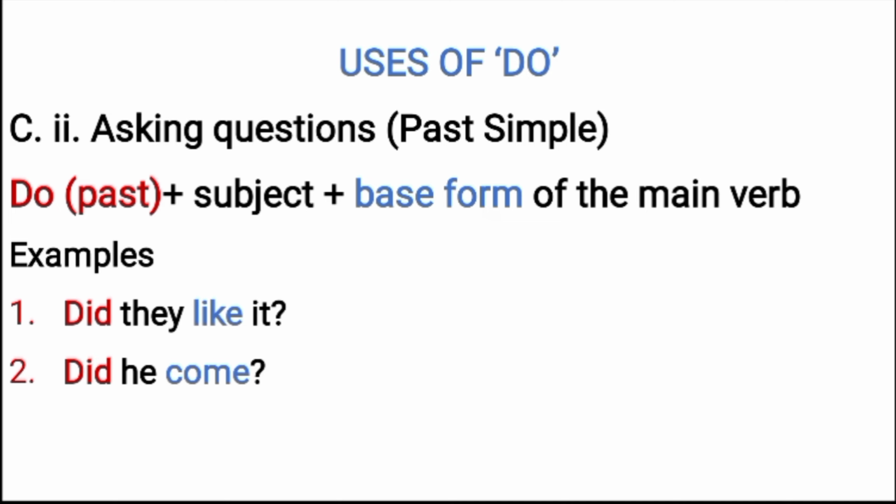Example 1. Did they like it? Did is the past tense of the auxiliary verb do, followed by the subject, which is they, then the base form of the main verb, which is like. Example 2. Did he come?